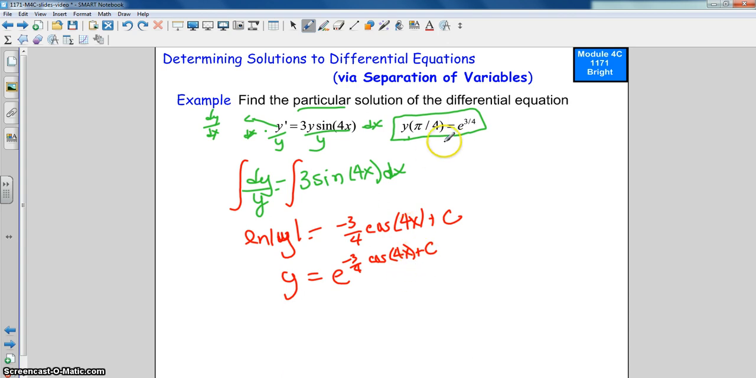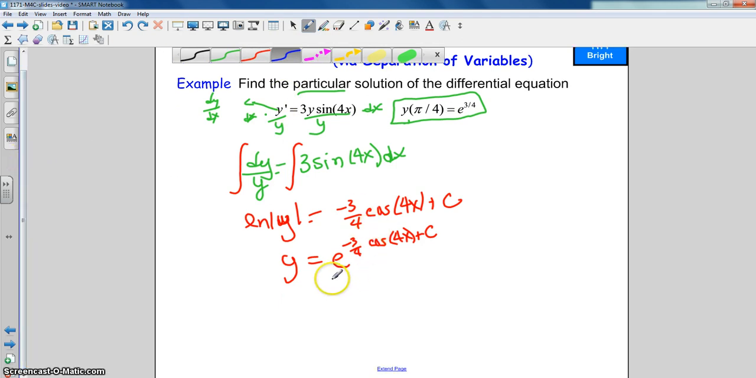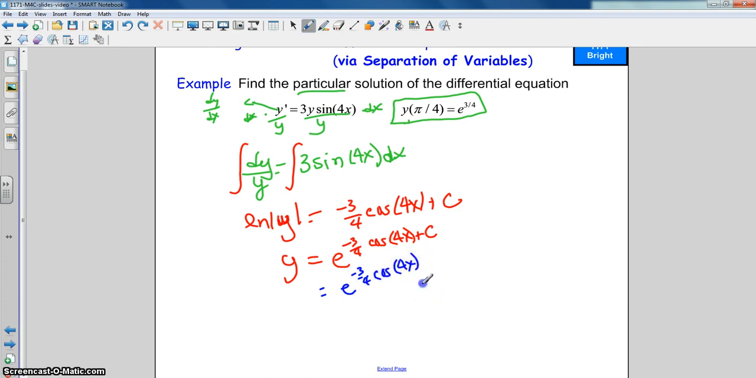Okay. Now I can apply my initial condition, but I think it'll be easiest if I do a little algebra first. So I'm going to write this as e to the minus 3/4 cosine of 4x times, and remember by laws of exponents, I can write this as e to the c. I'm going to take c star to be e to the c. C star is just another constant. So y is equal to c star e to the minus 3/4 cosine of 4x.